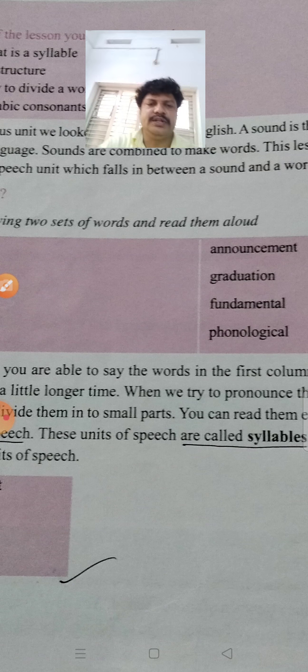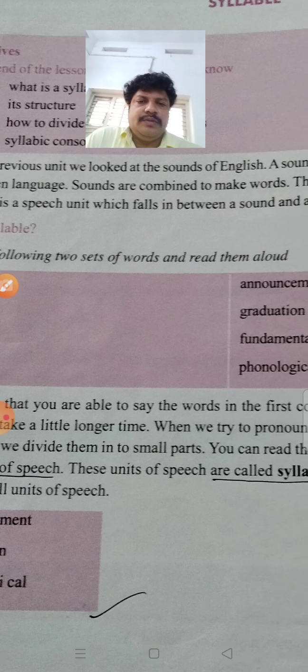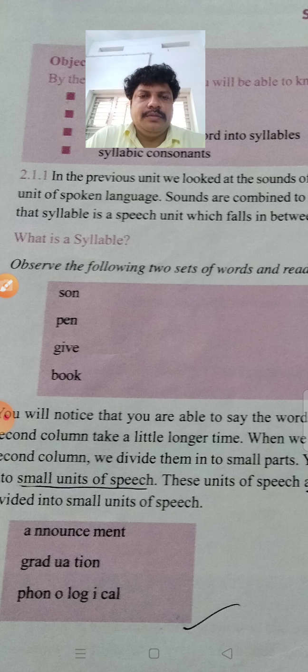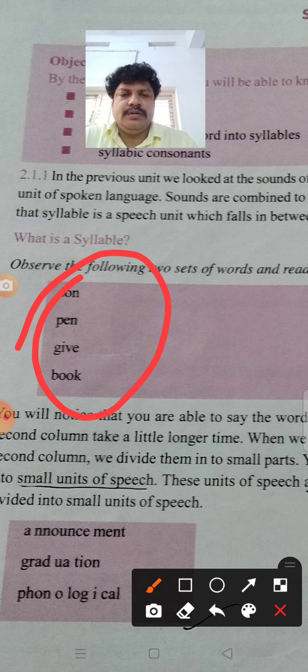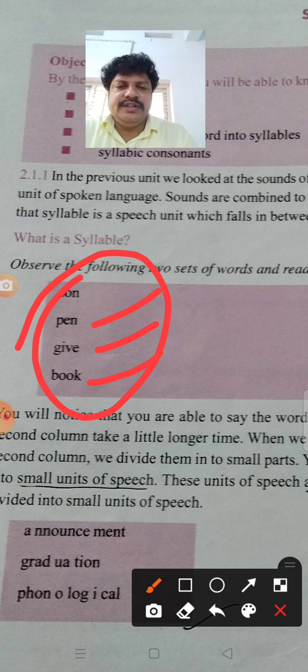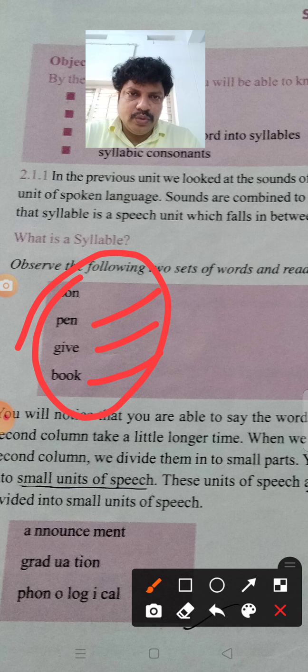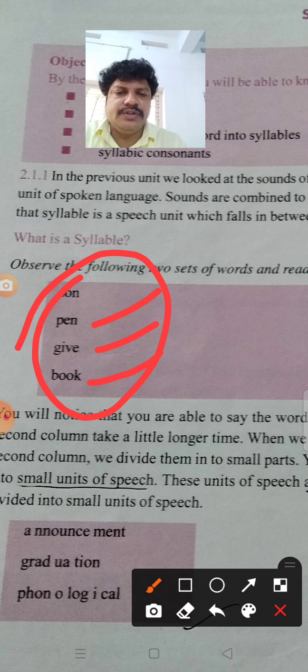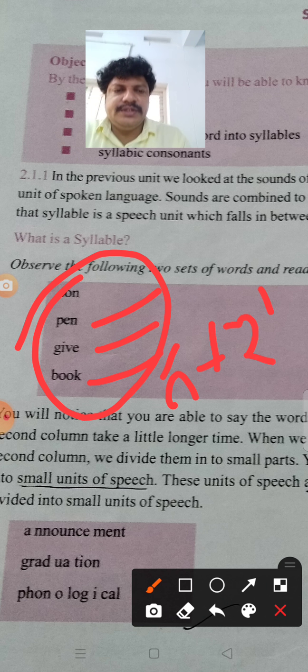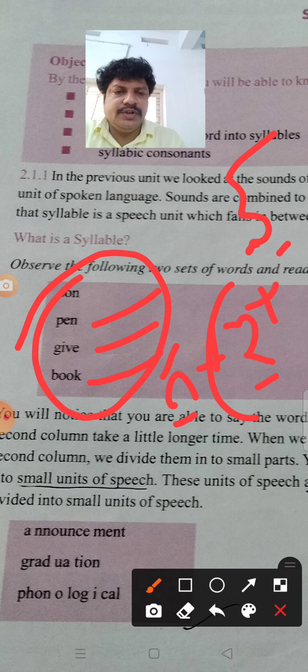They are called syllables. Here: sun, pen, give, book. In these, you can't divide the words into two equal parts because each has a single syllable. Single means only one vowel sound is there. Give: g, i, v. In this, only i is the vowel sound.